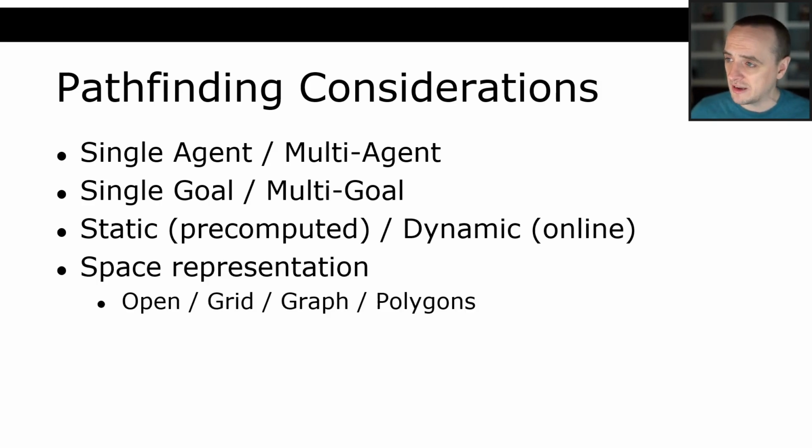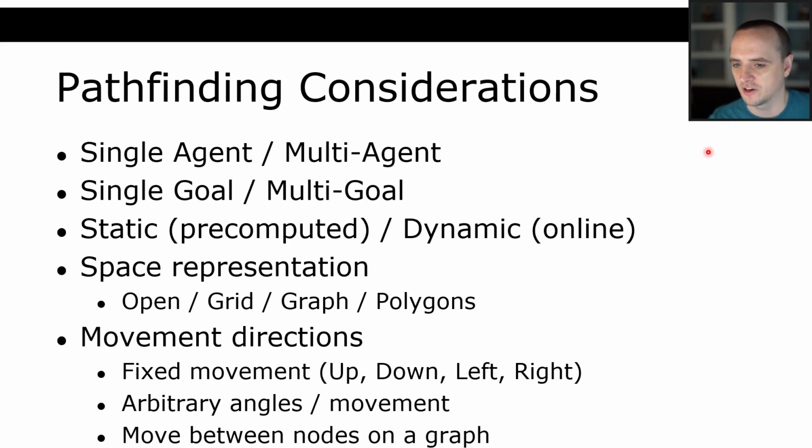You have to consider a space representation. We'll talk more about space representations in detail in the next lecture. There are different types: maybe you have a completely arbitrary open representation, or maybe your pathfinding system uses a grid or a graph or polygons, etc. And then you have to think about movement directions. Do you have fixed up, down, left, right movement directions? Maybe you could move at arbitrary angles, or if you have a graph, then your movement would be fixed between nodes on the graph. So before you even start coding a single line of code, you've got to do all this design about the architecture of your pathfinding system.